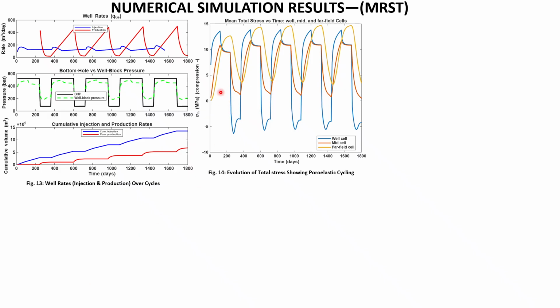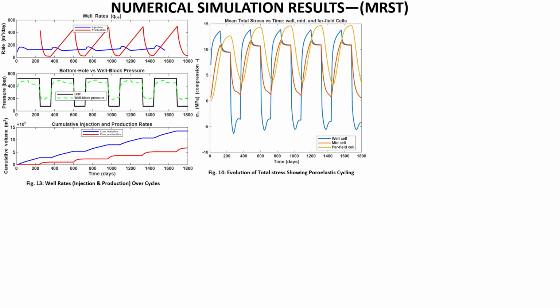So for the mid cell, which is the orange curve which you have there, the one that slightly looks like the one in the well cell, is also, in this case, farther away from the pressure source. It shows the same general pattern, but with a much smaller magnitude. We see slight movement towards tension during injection, mild relaxation during shut-in, and we see a moderate compression during production, also reflecting some kind of poroelastic response.